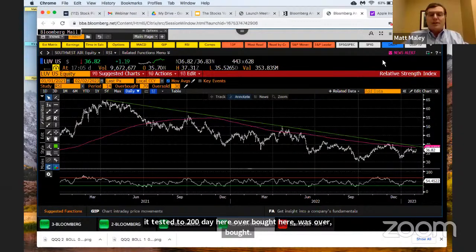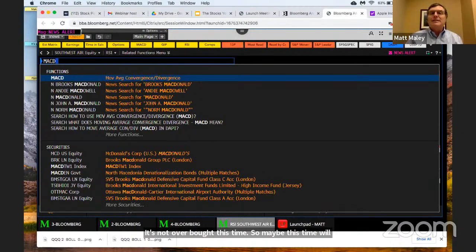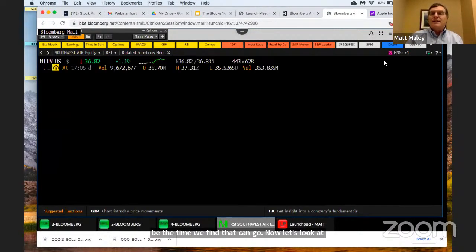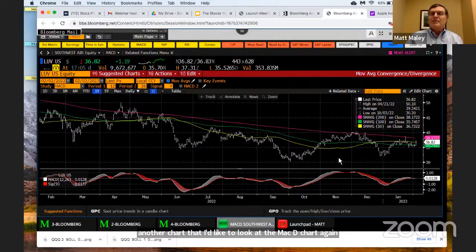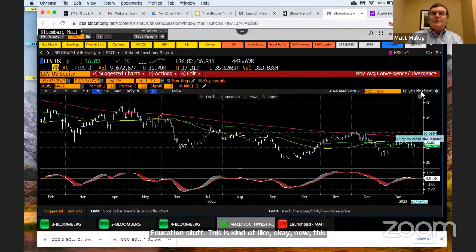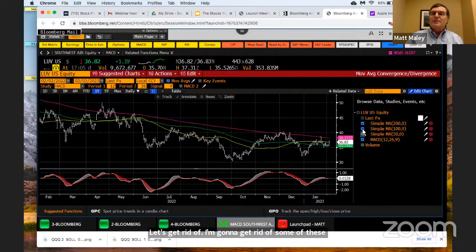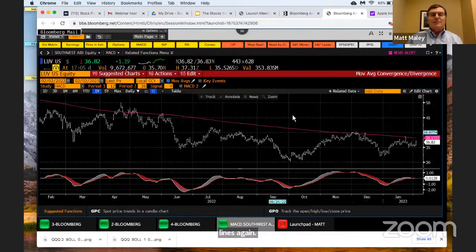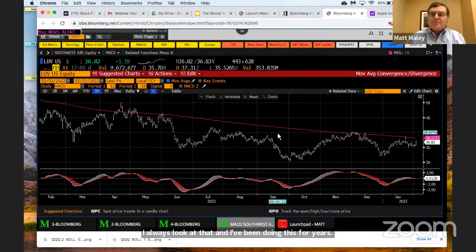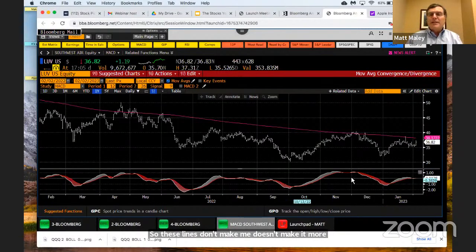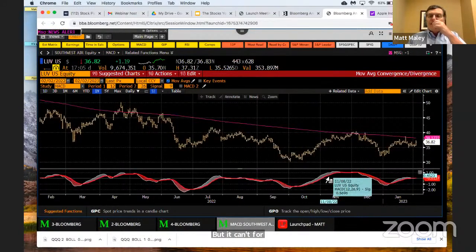Now let's look at another chart that I'd like to look at, the MACD chart. Again, educational stuff. Okay, now this is very interesting. I'm going to get rid of some of these lines again. I've been doing this for years, so these lines don't make it more complicated for me, but it can for others. Now, what we got here, we need to be a little careful, because what we're looking at is the 12-day moving average and the 26-day moving average.